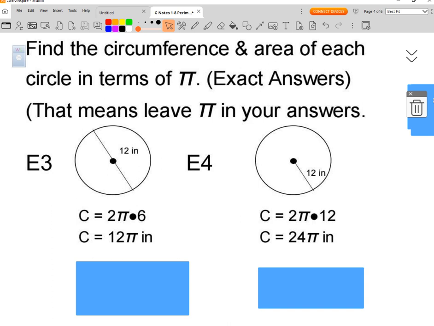So if we rounded to the hundredths place, 75.4, we'd be approximating the perimeter. 24 pi inches is the exact perimeter. Does that make sense, Joel? Does that make sense, Ilaria?